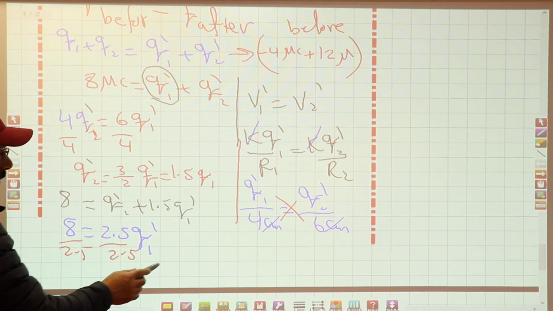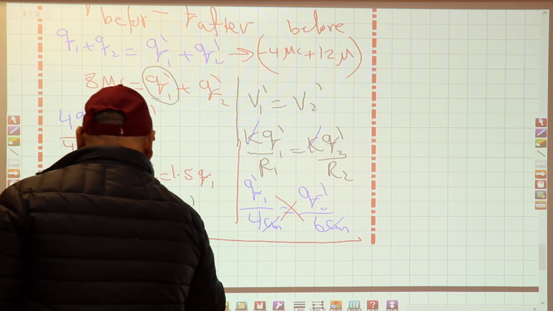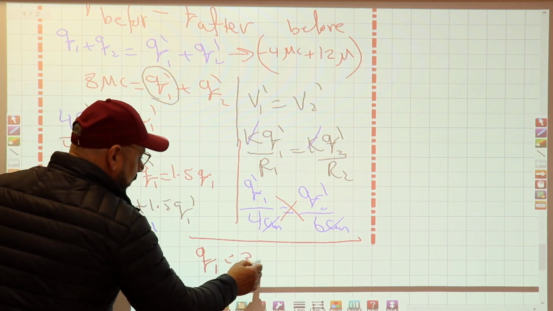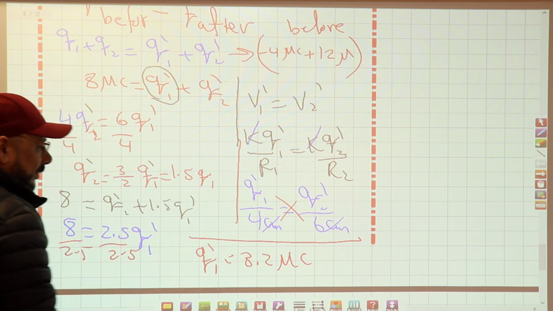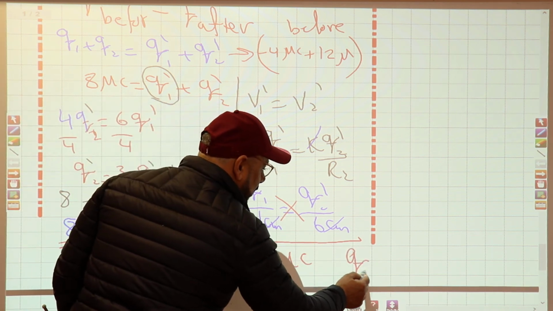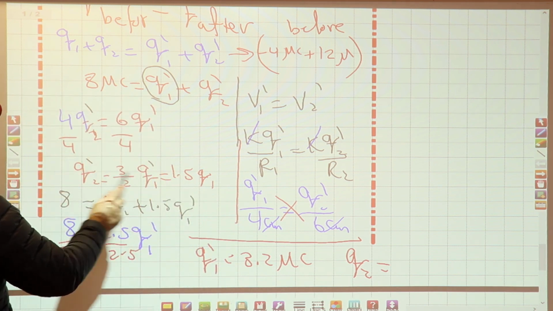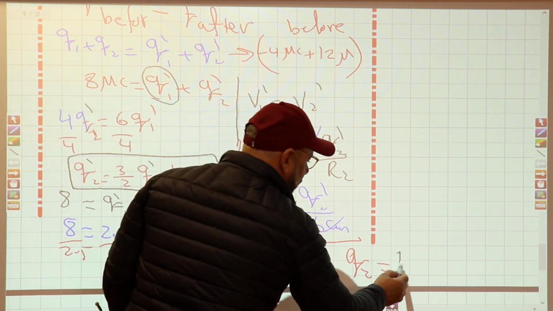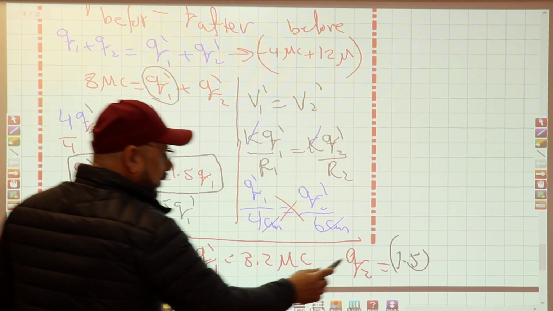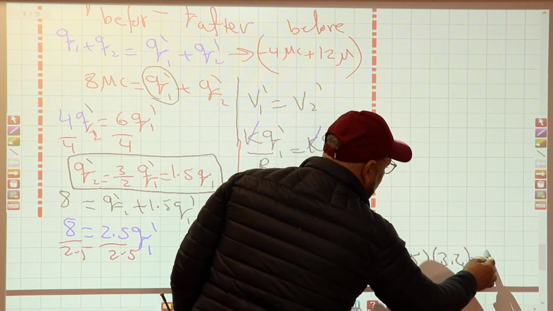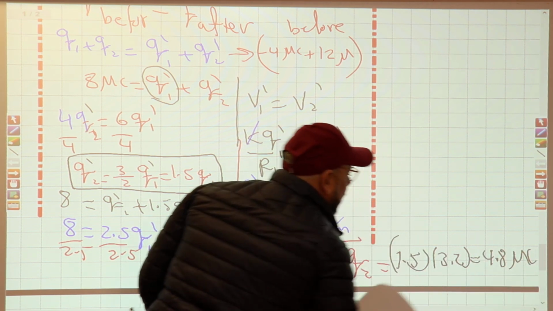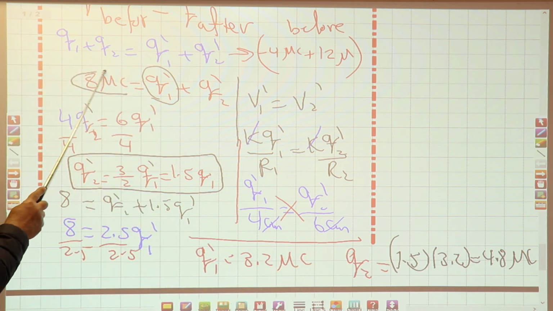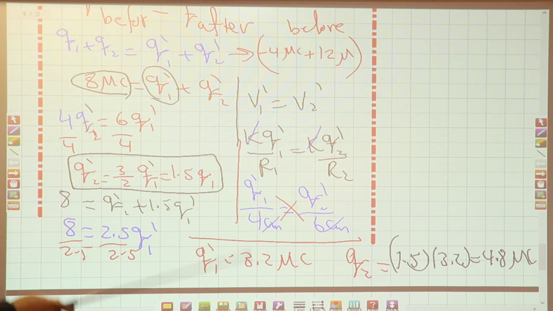Divide by 2.5, which gives you Q1 prime. What does Q1 prime equal? If you divide, use your calculator, Q1 prime equals 3.2 microcoulomb. How about the other charge? Q2 prime equals 1.5 Q1 prime, 1.5 times 3.2, which is 4.8 microcoulomb. Okay, good. This is 3.2 microcoulomb. This is 4.8. The sum is what? 8 microcoulomb. This is the principle of conservation of charges.